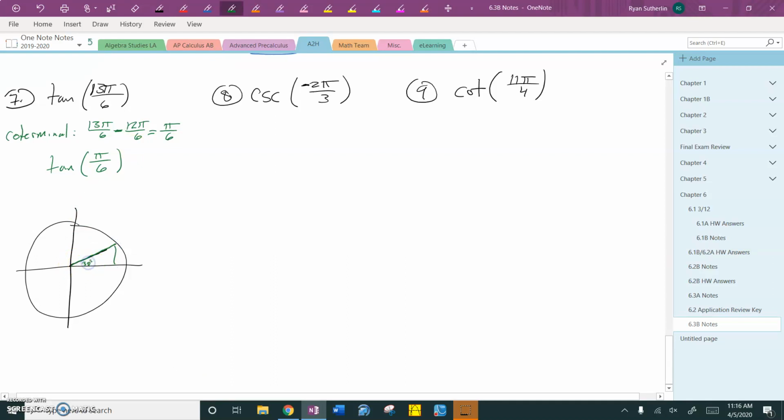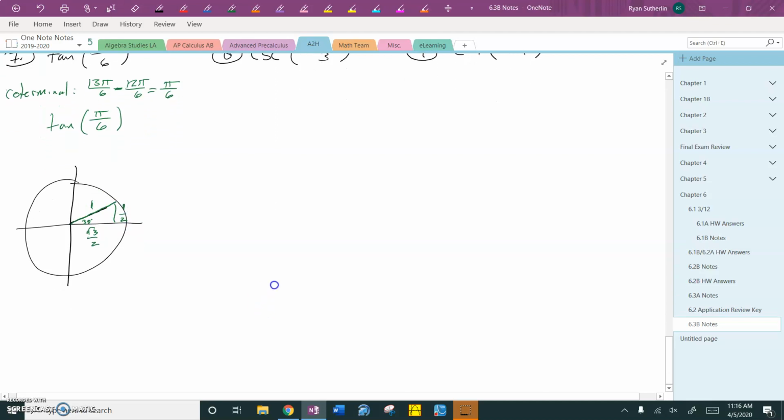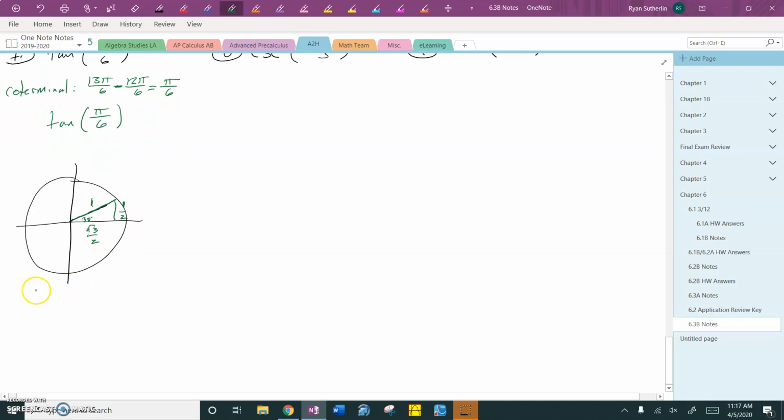So that means I have my long leg is root 3 over 2. My short leg is 1/2. So tangent is y over x. So I have 1/2. So let me write this here. Tangent of pi over 6 is 1/2 divided by root 3 over 2. So if I multiply top and bottom by 2 over 2, I get 1 over root 3, and now I'm going to rationalize. So I get tangent of pi over 6 to be root 3 over 3.